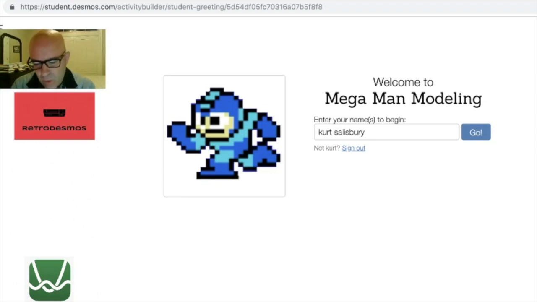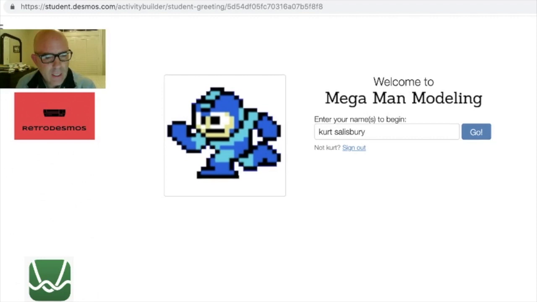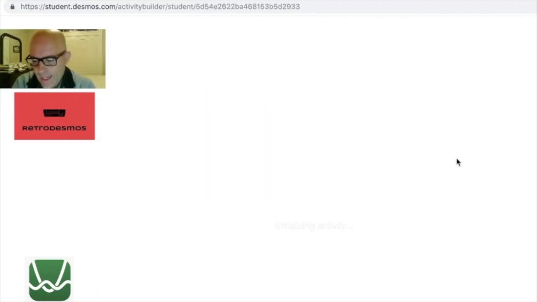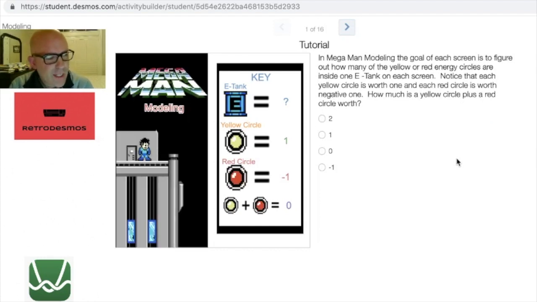But what I like about it is there's a lot of different power-ups, and we can use them to represent a few different things. And so let's go ahead and go into the activity. I'm going to push go here. And it's going to bring up this first screen, and it's a little bit of a tutorial for students. And if you'll notice, there are some objects and items there.